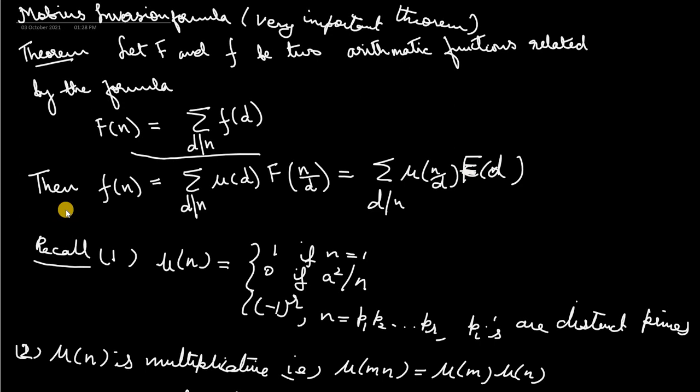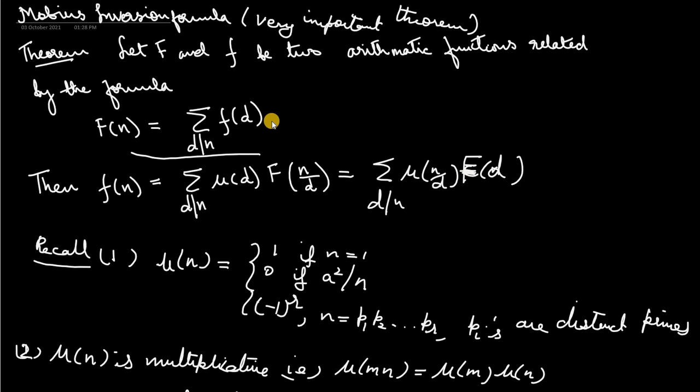So Fn here is the same as this. So this is also the formula for the Mobius inversion. Okay, I hope it is clear. That is, if capital Fn and small fn are related by this formula, capital Fn is equal to the summation of f of d, then we have fn is equal to the summation of mu of d into f of n by d, where d runs over the divisors of n, which is the same as the summation of mu of n by d into f of d, where d runs over the divisors of n.